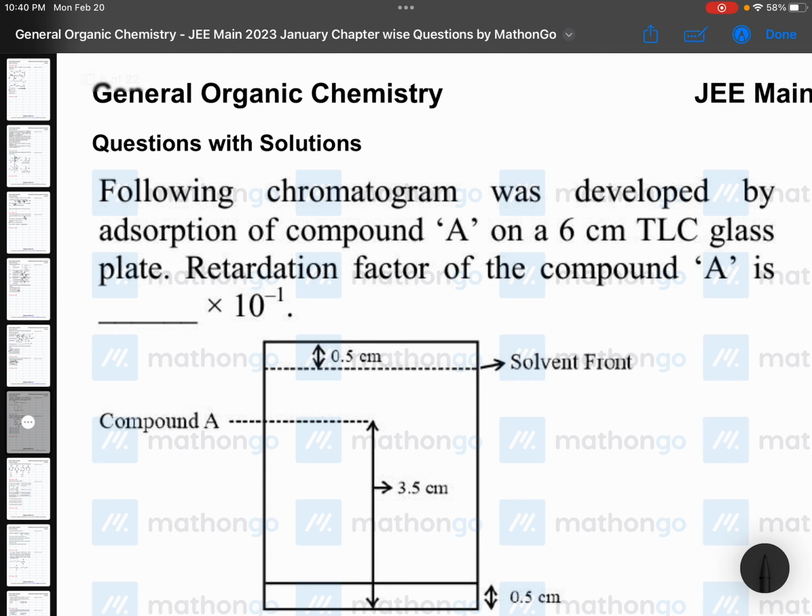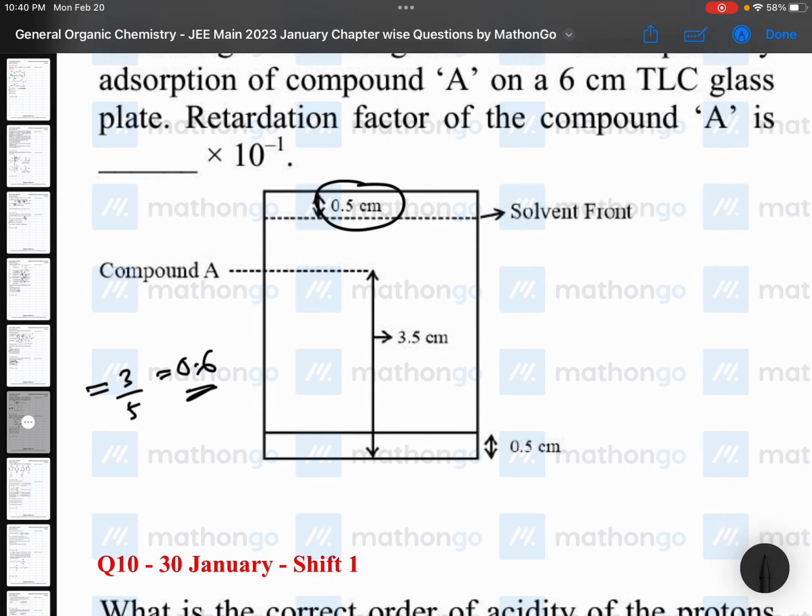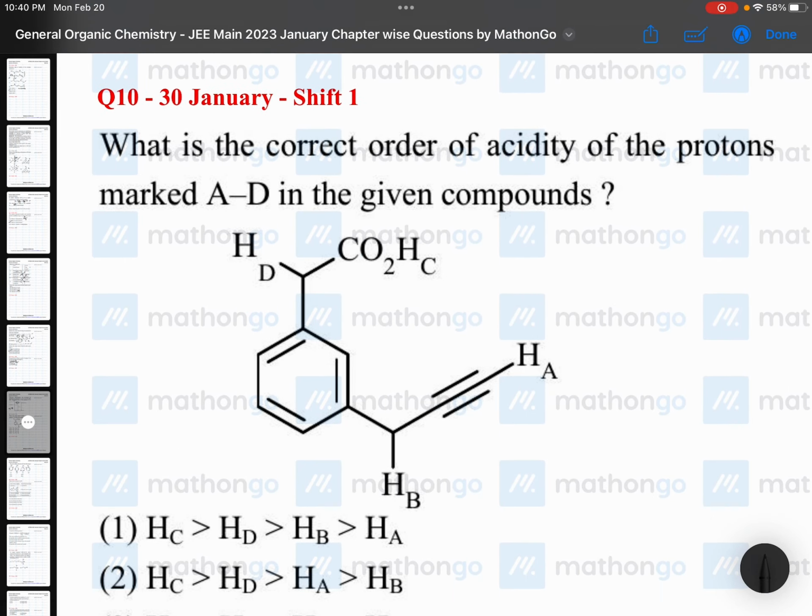Next, the following chromatogram was developed by adsorption of compound A on a 6 centimeter TLC glass plate. The retardation factor of the compound A is, this is a directly formula based one. Retardation factor is equal to the distance moved by the substance from the baseline divided by the distance moved by the solvent from the baseline. Here it is nothing but 3 by 5, which is equal to 0.6. Okay, now this is 0.5, no? Distance traveled. This definition is there in NCERT, you can check that.